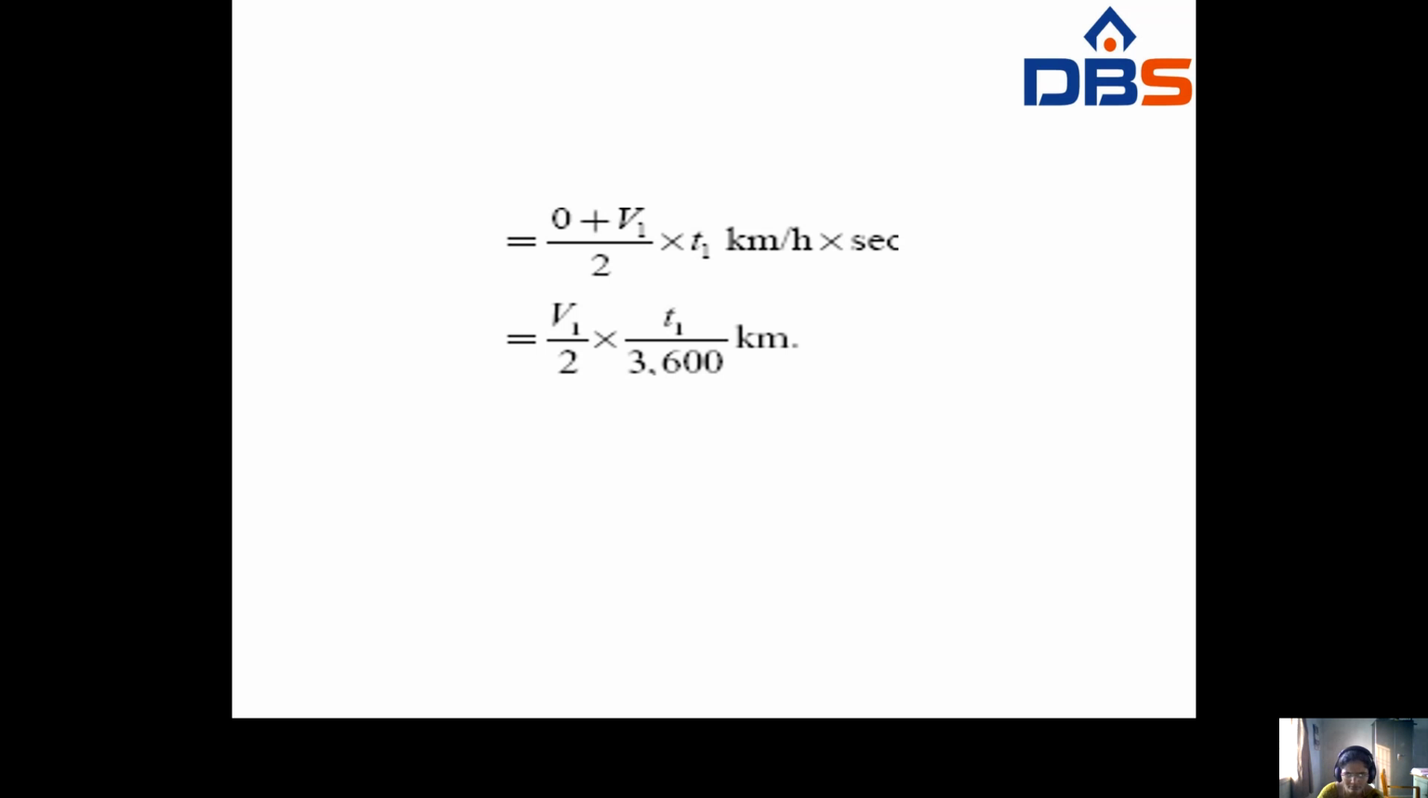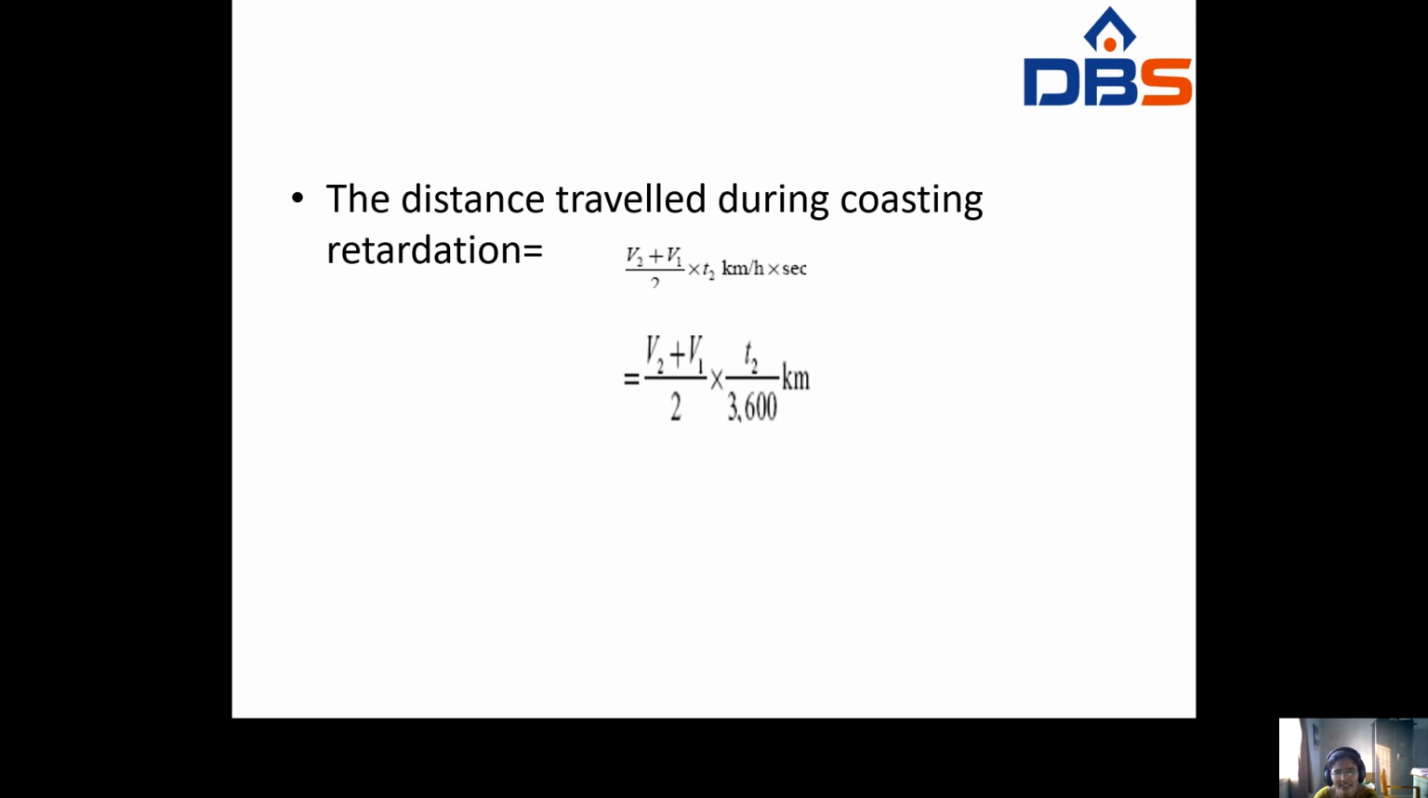Okay, the distance traveled during the coasting retardation. In coasting, the train occupies the two speeds V1 and V2. So you have to take the average of these two speeds, V1 plus V2 by 2 into T2 kilometer per hour per second. These are also converted into kilometers. Per hour it has 3600 seconds, so you write V1 plus V2 by 2 into T2 by 3600 kilometers.